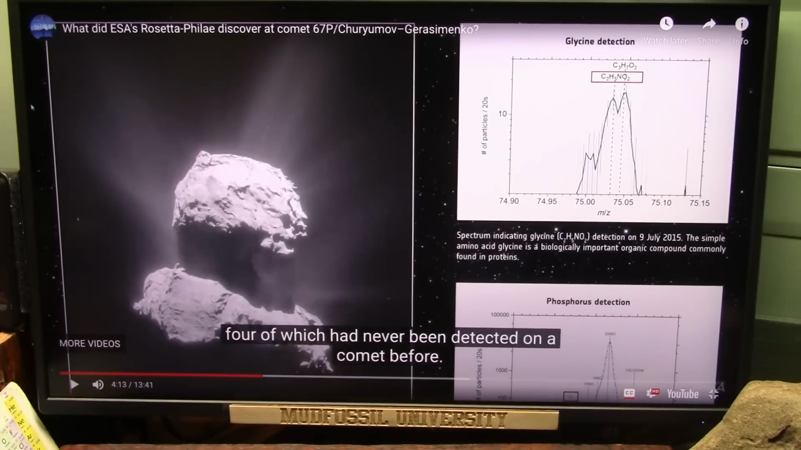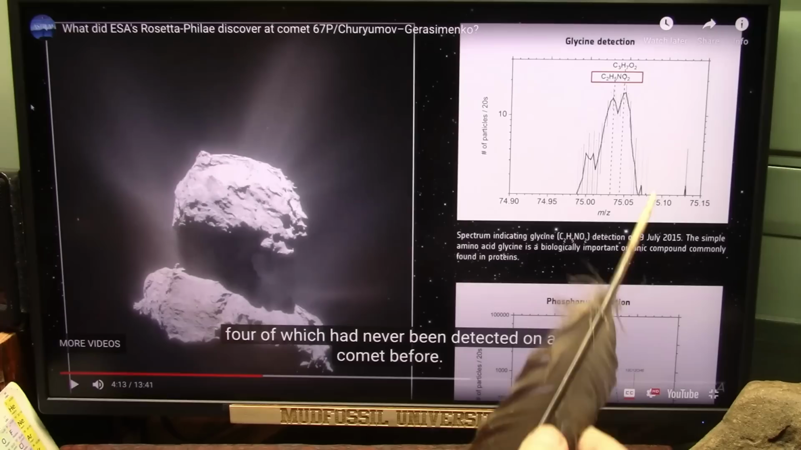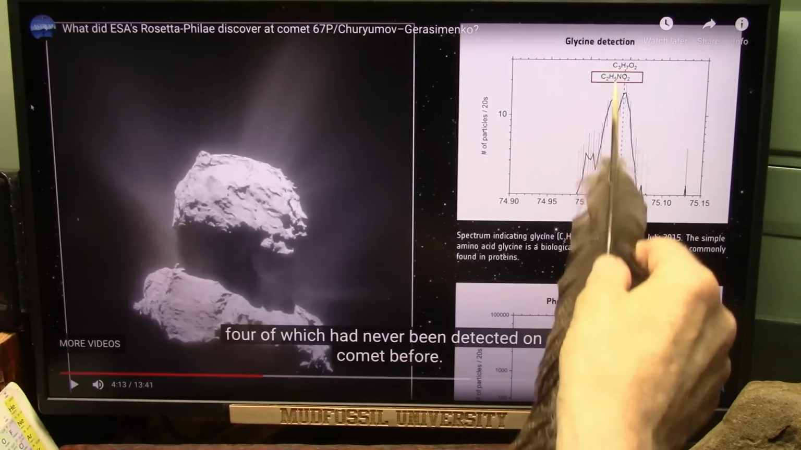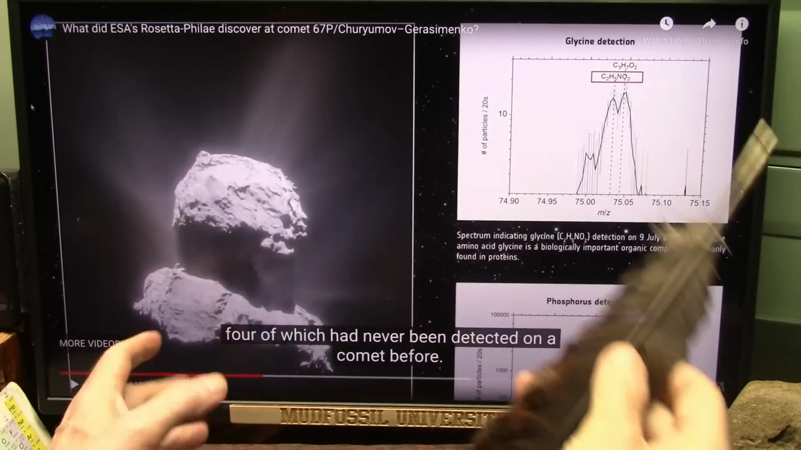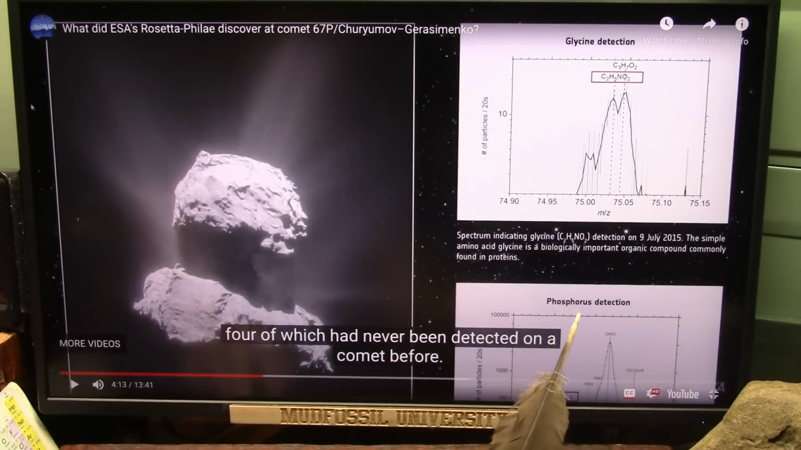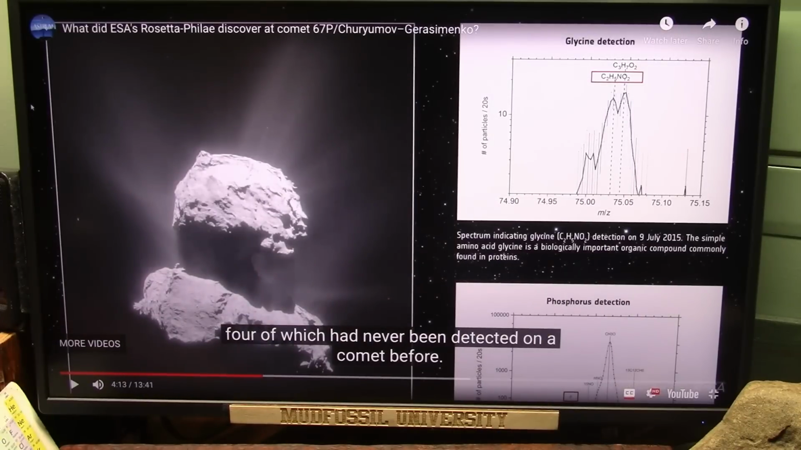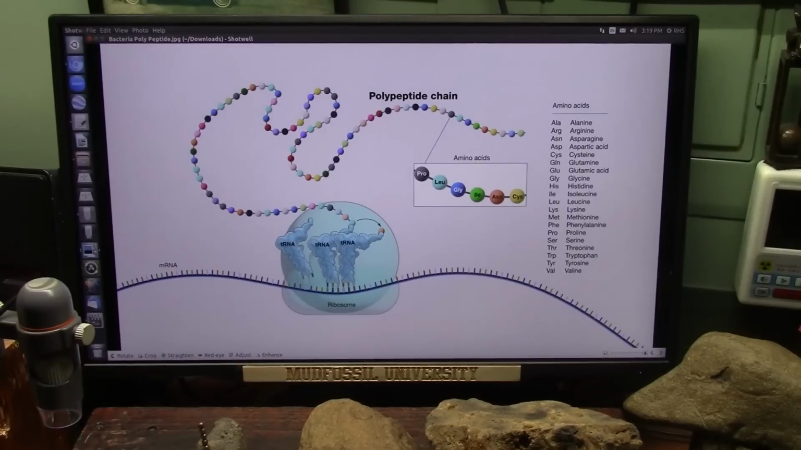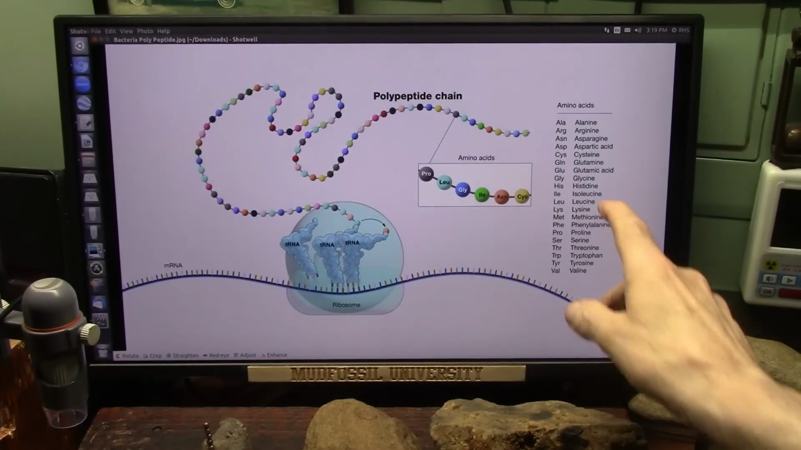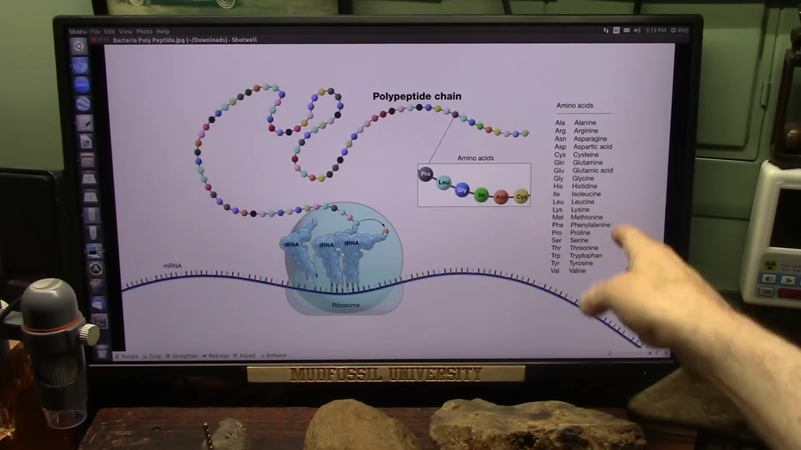Okay, this is what they call a spectral analysis that tells you what kind of chemistry is in the gases or in the particles. Phosphorus detection, I can tell you what that is. And all of these other materials, I can tell you what those are too. They're all organic and products of life. Okay, they're just talking about amino acids. These are amino acids. There's 20 of them.